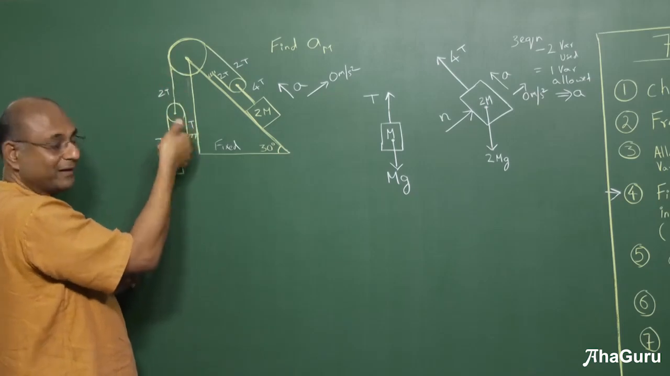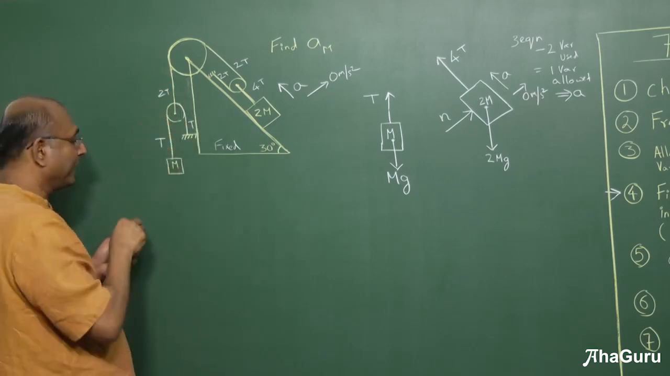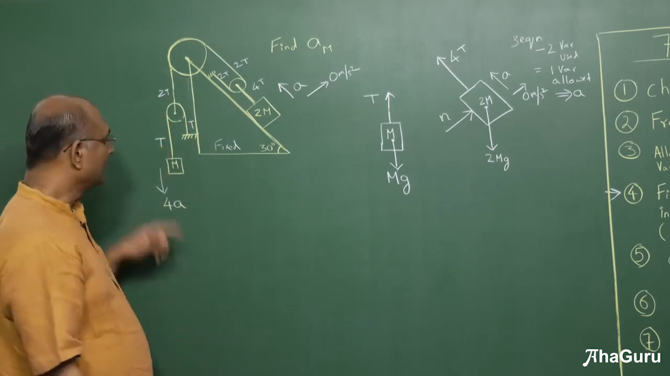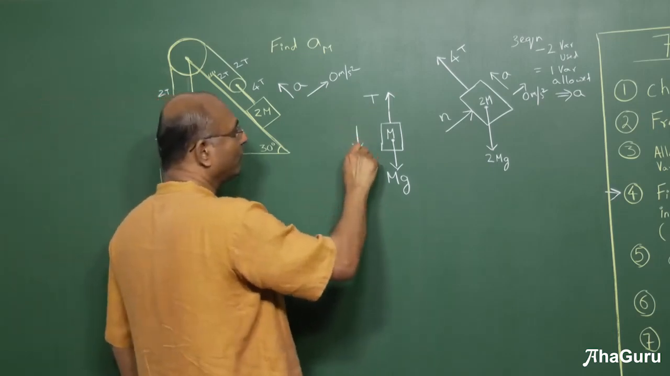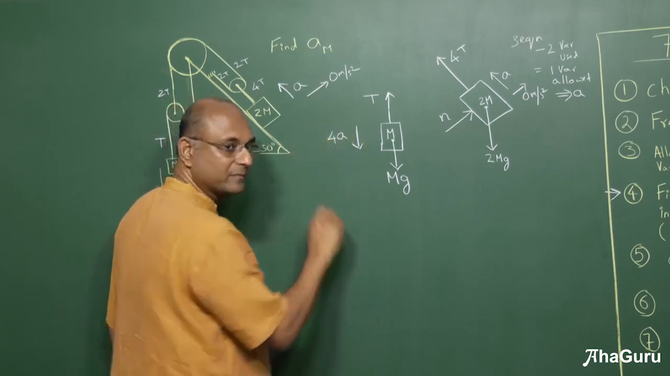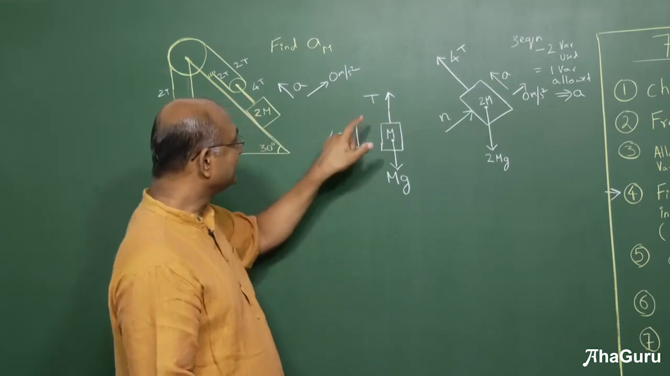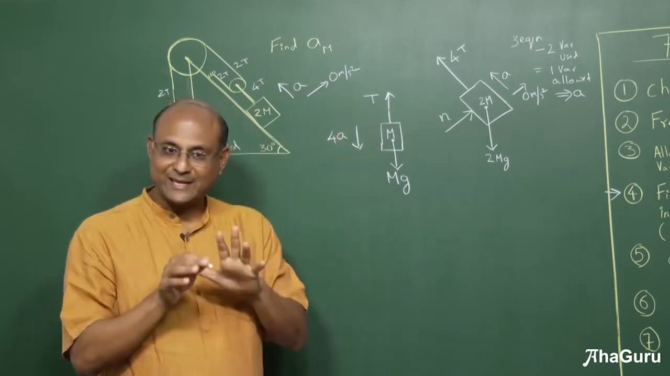Now this is not going anywhere. So 2A plus 2A, 4A. So this guy goes down 4A. So this fellow's acceleration is 4A. Interestingly, that is 4T and that was A. This is T and this is 4A. There is a nice connection.